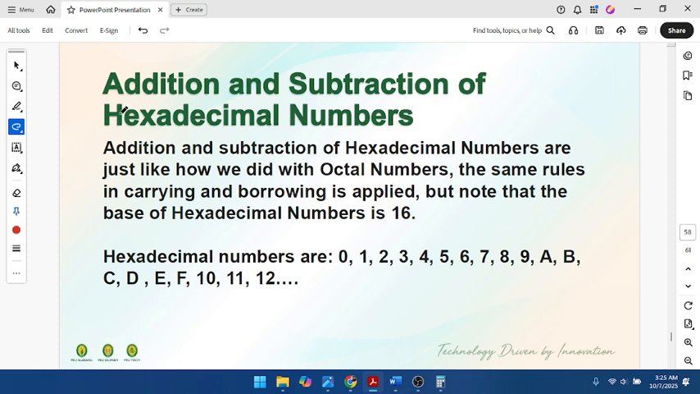In addition and subtraction for hexadecimal numbers, just like how we did in octal numbers, same rules pa rin in carrying and borrowing are applied, but you have to note that the base of hexadecimal numbers is 16. So ito yung representation, no?